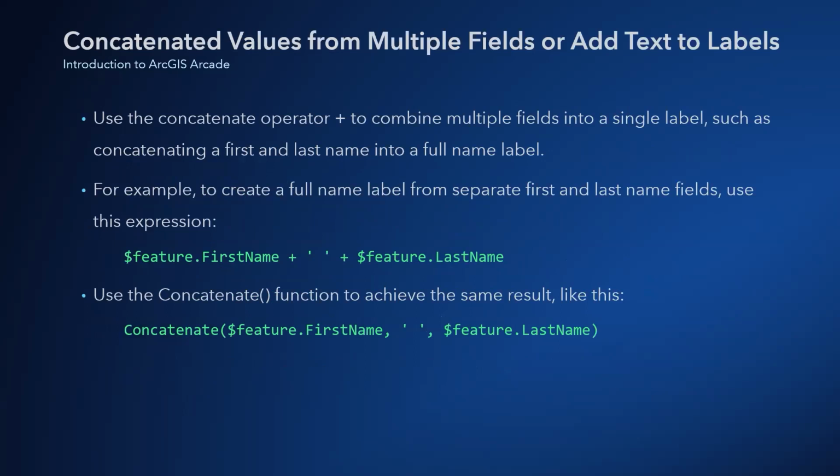You can concatenate values from multiple fields to add text to labels. And so we can see this example of creating a full name from separate first and last name fields, and using that expression with the traditional concatenation, or we can use the concatenate function to achieve the same result, as you can see in the second version of the script here.